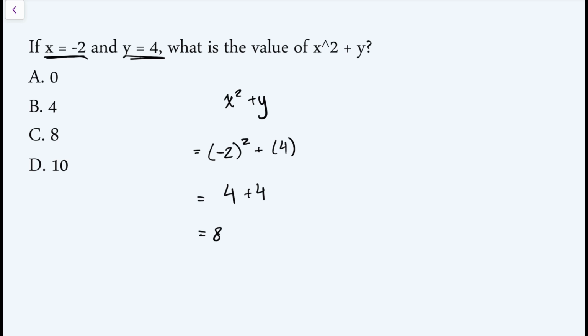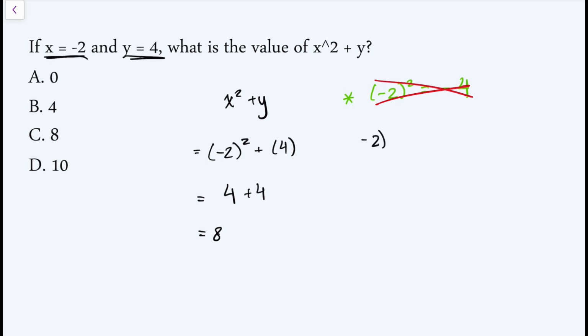Now, I want to make note about negative 2 squared. You might be tempted to say that this is equal to negative 4. It is not, okay? This is wrong. Do not do this, okay? So the reason this is wrong is because we have these brackets here. That's why this is wrong.